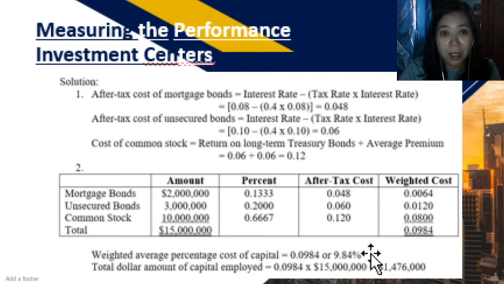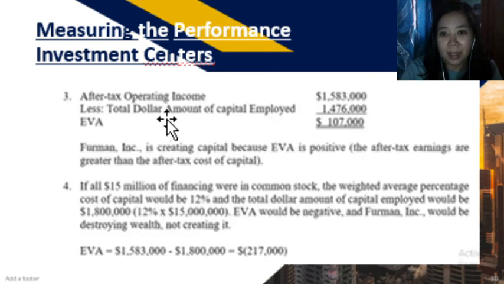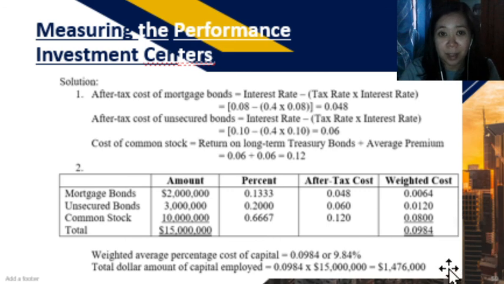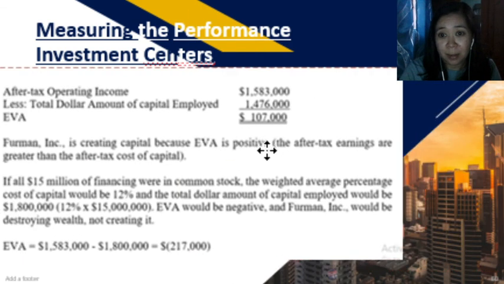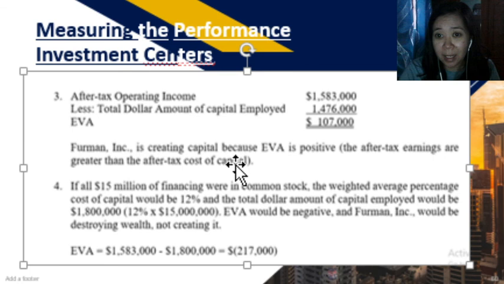We will use this and multiply it with the amount of capital employed. So that's 1.476 million. Now we can solve for our economic value added. All you have to do is deduct from the after-tax operating income the value that we have determined in this process. Therefore our EVA is 107 thousand, so it's positive. This indicates that the company is creating value because our EVA is positive.